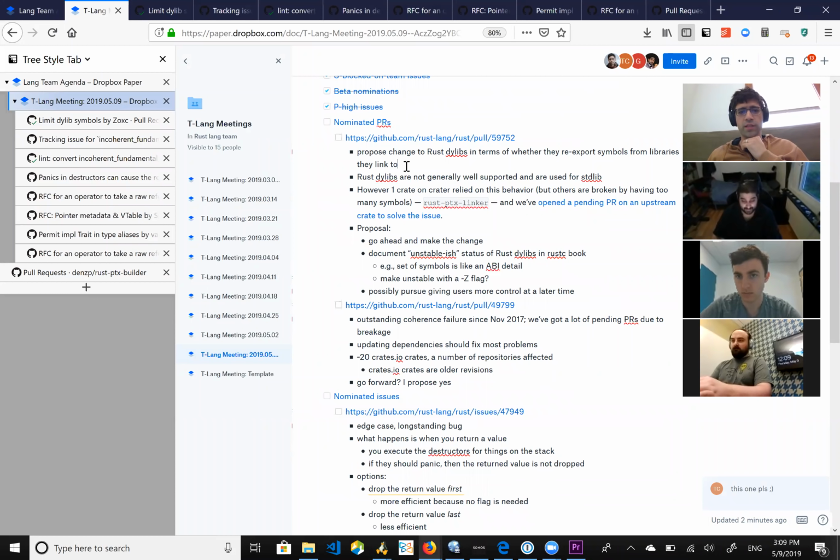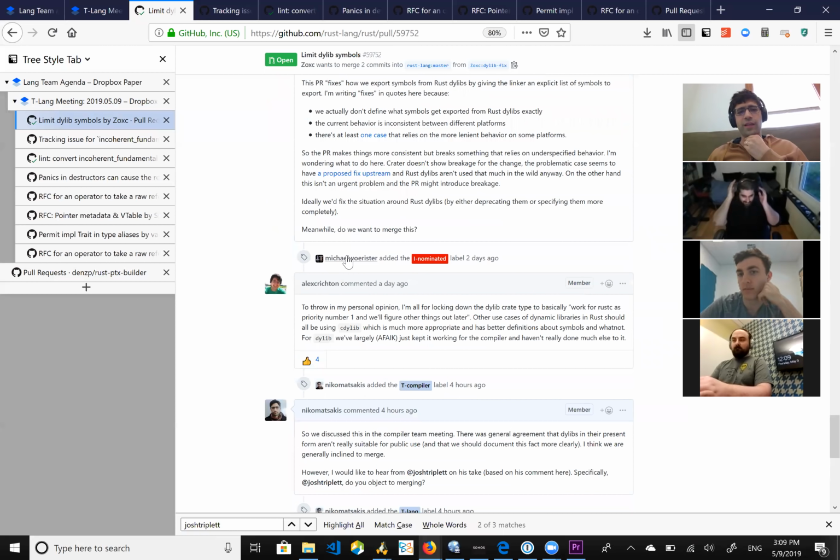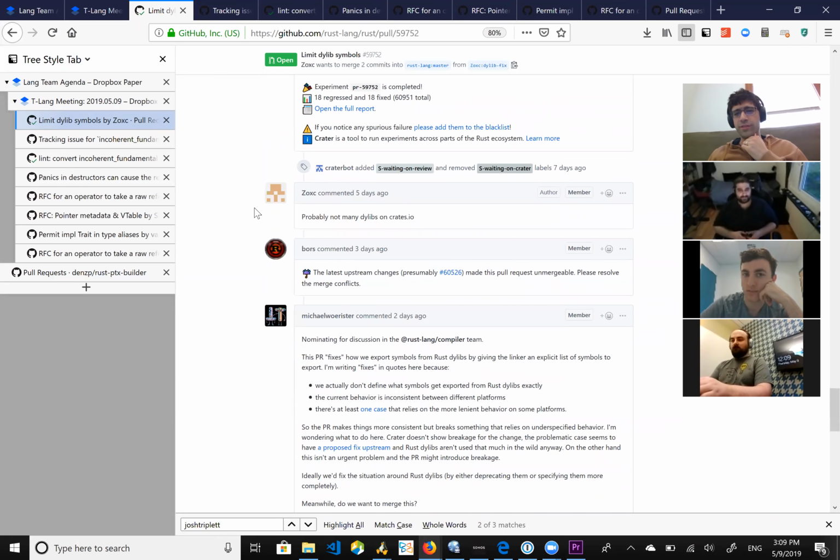So the first one, there's this PR. What happens is, if you compile a Rust dylib, which is not really a well-supported use case, we use it for the standard library though, it currently dumps a whole lot of symbols in there, including, I think, the symbols from all your C dependencies. That sometimes overloads Windows, which has a hard limit on the number of symbols in a segment or something. And so this PR narrows it down.